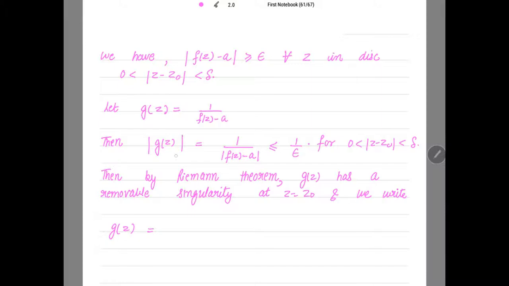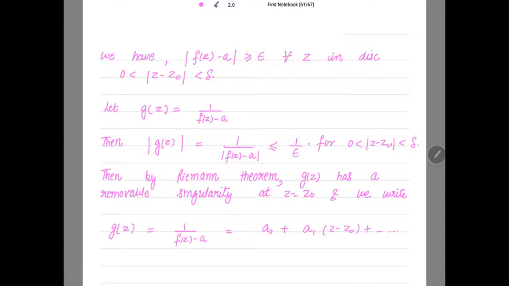Now we make use of Riemann's theorem. By Riemann's theorem, whenever we have a bounded function in some deleted neighborhood of z naught, that function has a removable singularity at z equal to z naught. Now removable singularity means the principal part is not there, right? Only the regular part is there. So we are having this g(z) as 1 over f(z) minus a, and we take only the regular part, right? So we write g(z) is equal to 1 over f(z) minus a, which can also be written as a naught plus a1 times (z minus z naught), and so on, skipping the principal part.